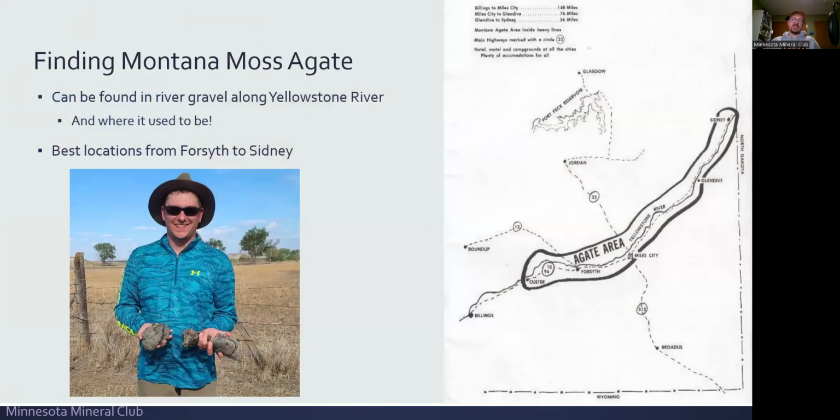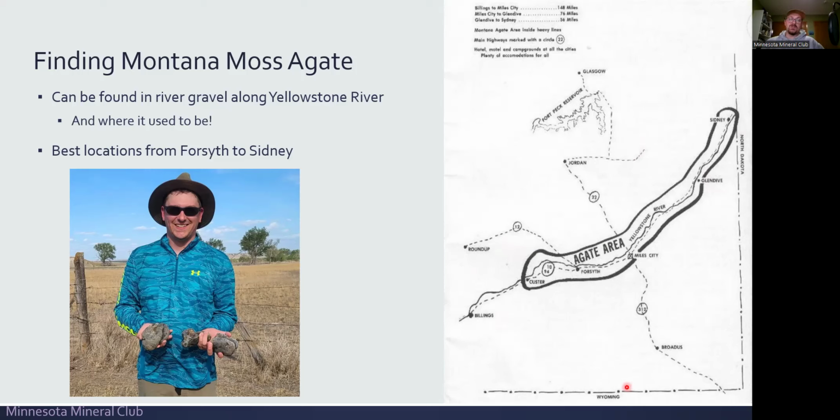So now that you see all of these Montana agates, you might be thinking, okay, this is wonderful, but where and how would I be able to find these agates? As we've mentioned, you can find them along the Yellowstone River. This is taken from one of the rockhounding books. You can see the agate area is mentioned from Custer all the way up into Sidney.